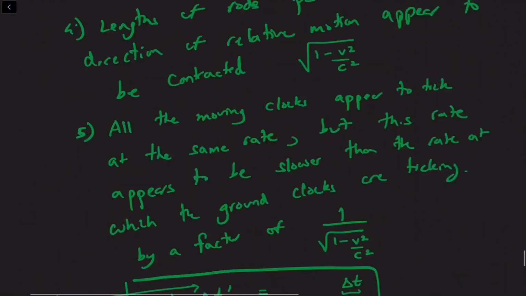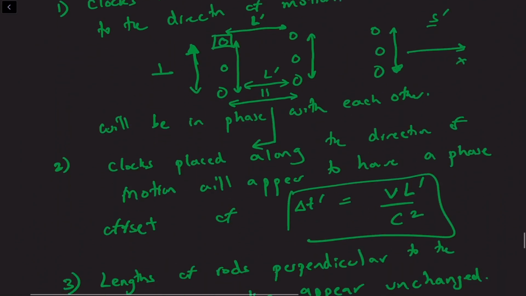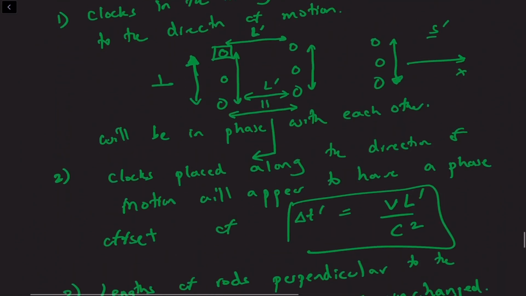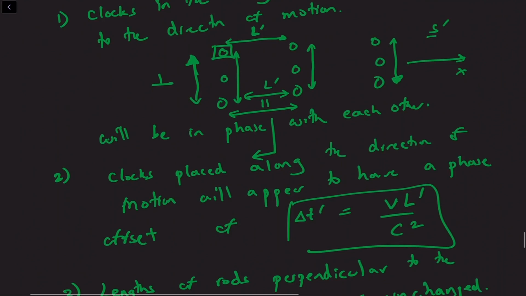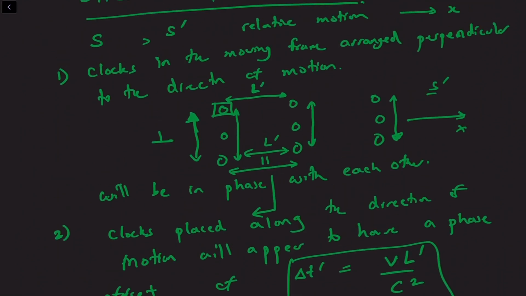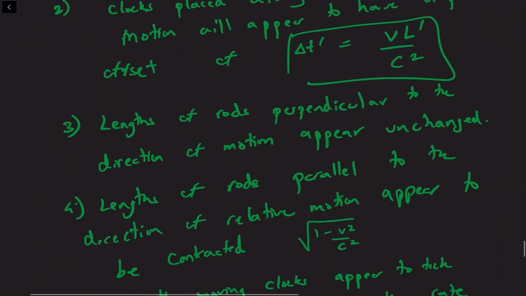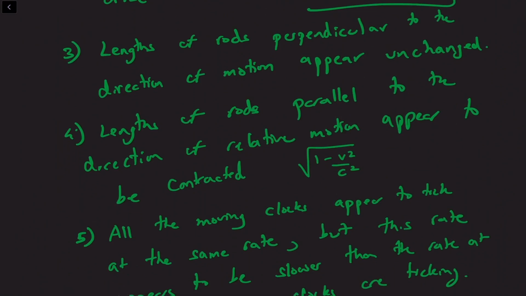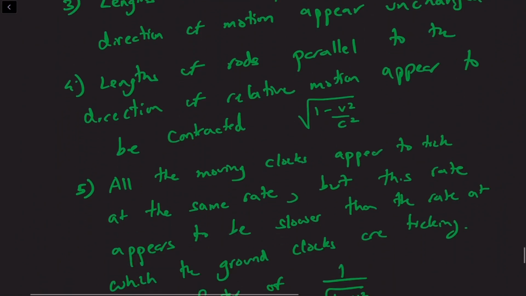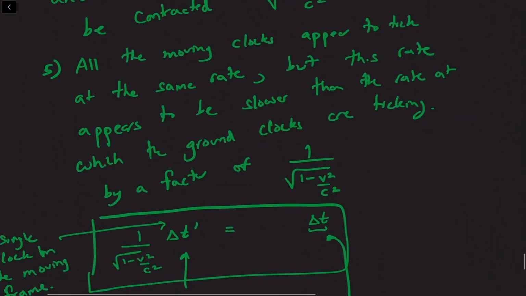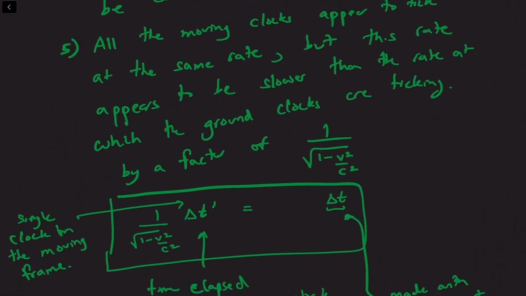And these 5 effects: the lack of phase synchronization for clocks arranged perpendicular to the direction of motion, clocks in the direction of motion appearing to have a phase offset, lengths of rods perpendicular to the direction of motion appearing to be unchanged, lengths of rods parallel to the direction of motion appearing to be contracted, and all the moving clocks appearing to tick at a slower rate compared to the ground clocks. These effects are all simple consequences of the postulates of special relativity.